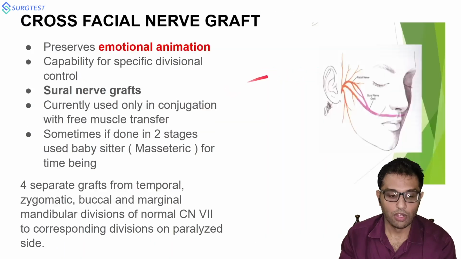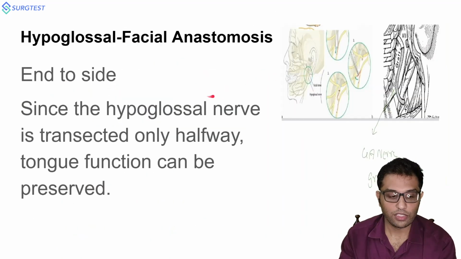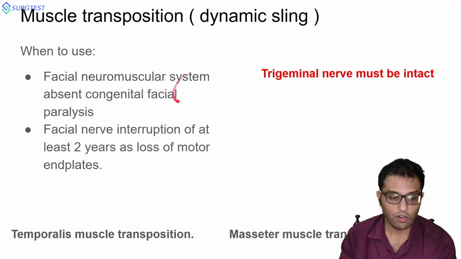Now suppose these were the situations when the motor end plates were functional. When the motor end plates are not functional, or when it is more than 2 years since the injury, that is when facial nerve interruption of at least 2 years has occurred, there is loss of motor end plates, or when there is a congenital absence of the facial system, that is congenital facial palsy, then we can use muscle transposition technique.